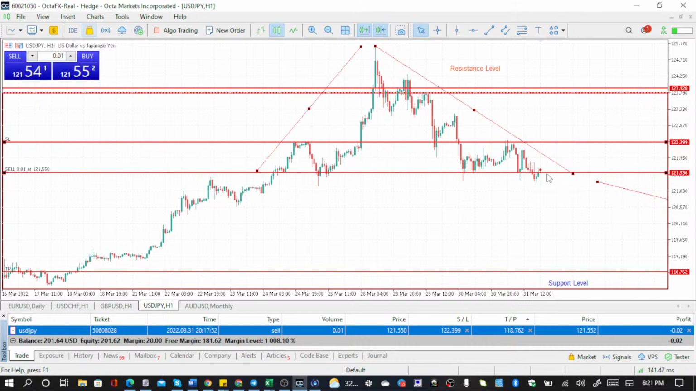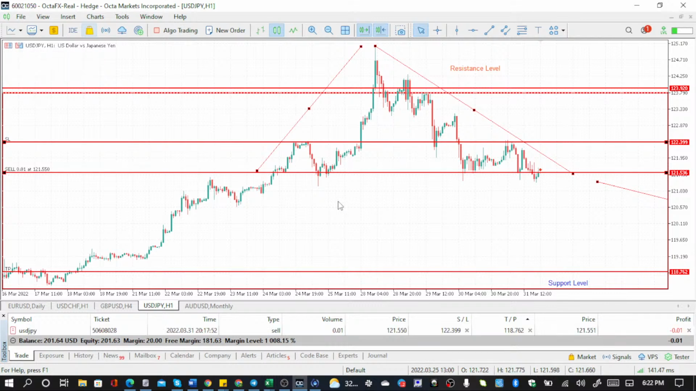So this trade, we've shorted it expecting it to go down. We've set our stop loss at 122.399 and our take profit level at 118.762.